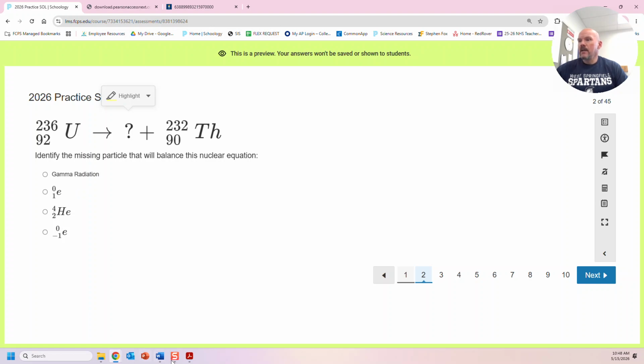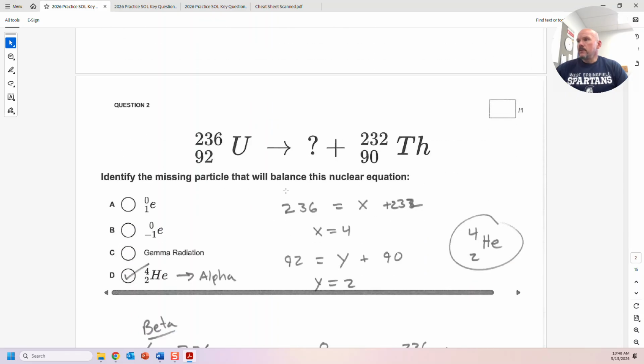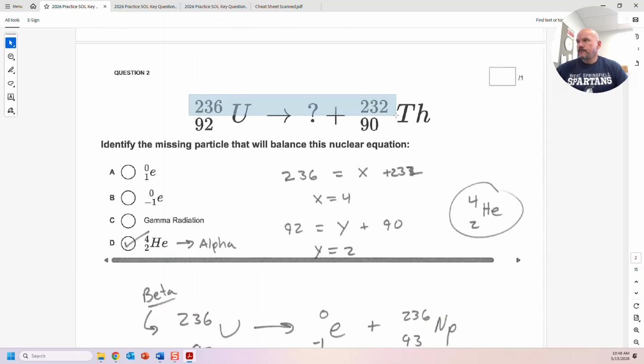Remember, this is an equal sign. So if we go to my notes here, right? So we're saying 236 equals a number here plus 232, right? So 236 equals x plus 232. So that number equals 4. And then the bottom number here, we got 92 equals, you know, our unknown plus 90, right? So 92 equals y plus 90, so y equals 2. So the mass number's 4 for the particle, the atomic number's 2, and the symbol for atomic number 2 is helium, so that's D, an alpha particle, okay?